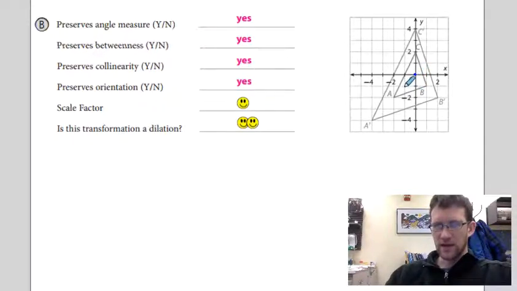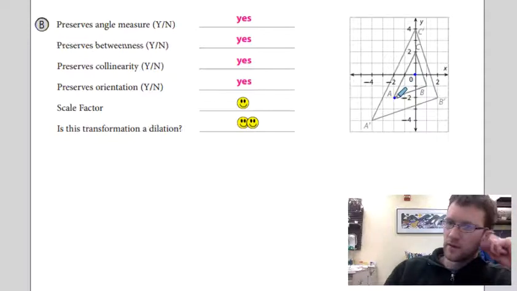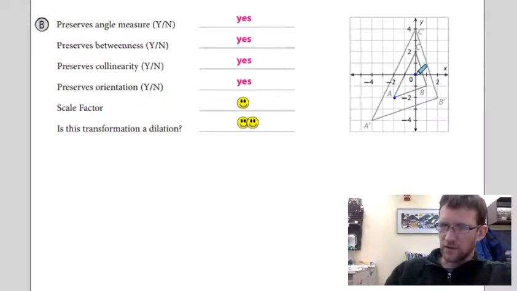One is we could look at, again, the distance between each point and the center of dilation, which in this case happens to be the origin. From A to the center of dilation is over 2, up 2. From A prime to the center of dilation is over 4, up 4, right? So it's twice the distance of the pre-image, so therefore the scale factor would be 2.